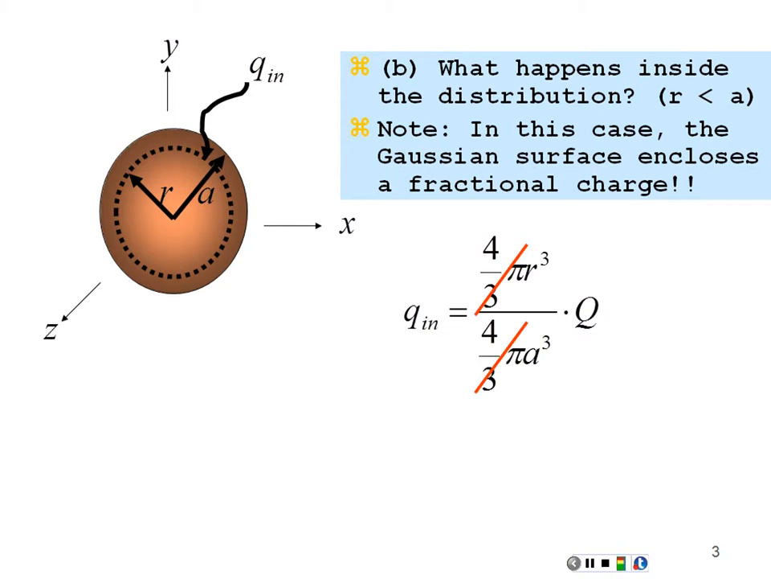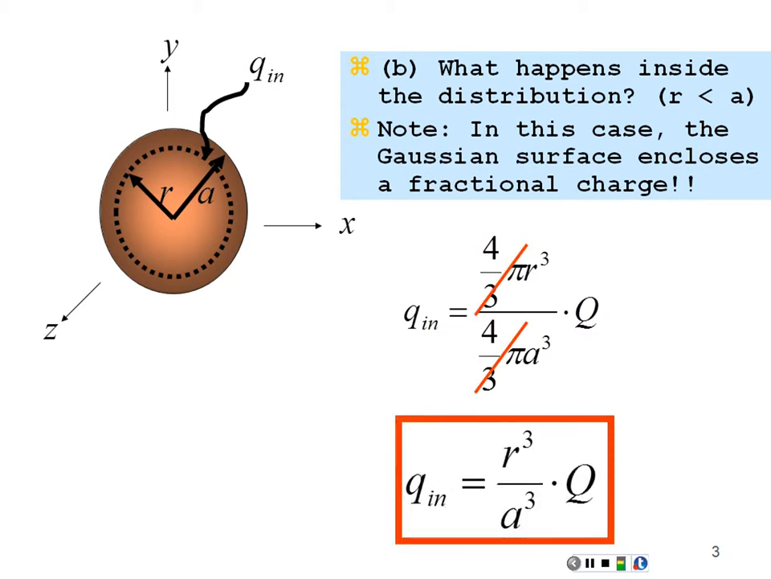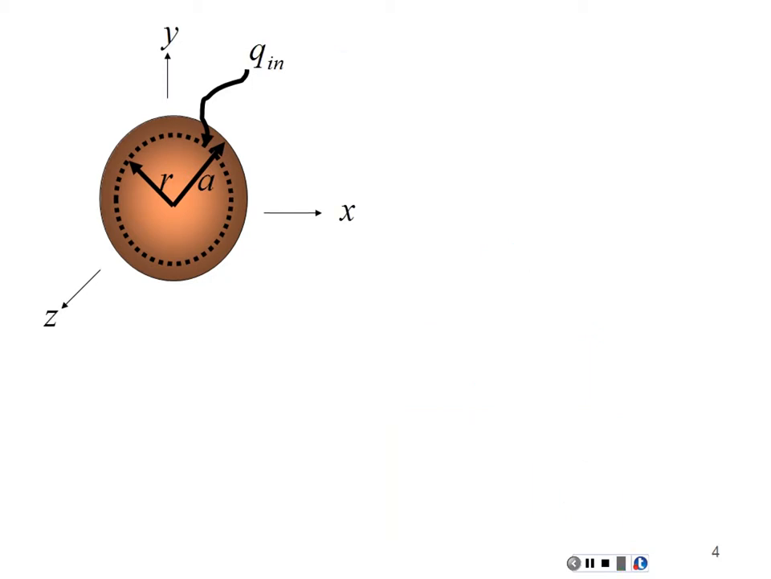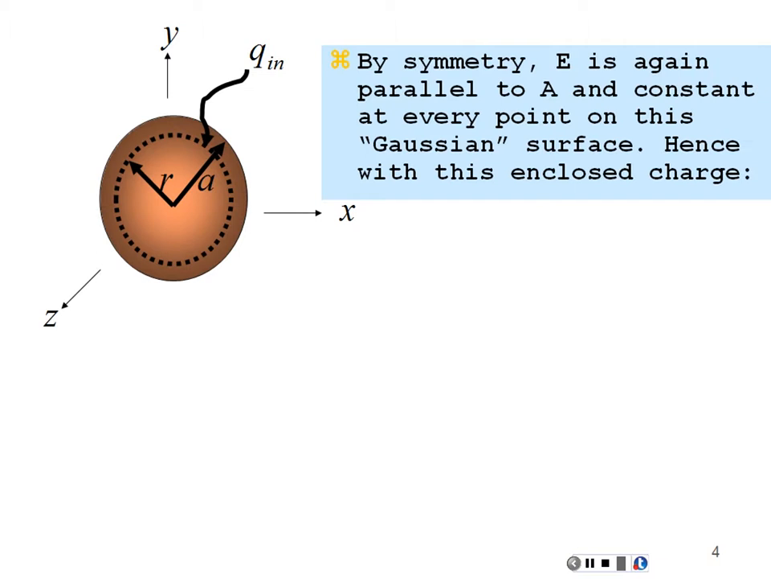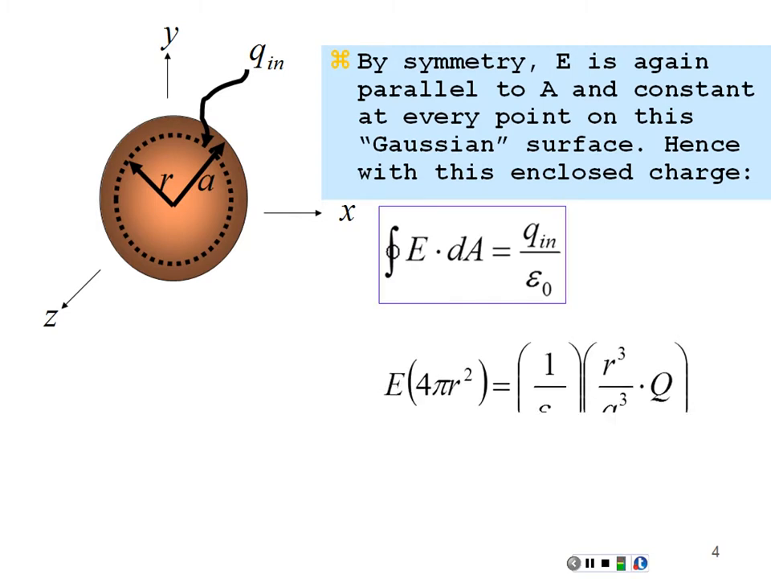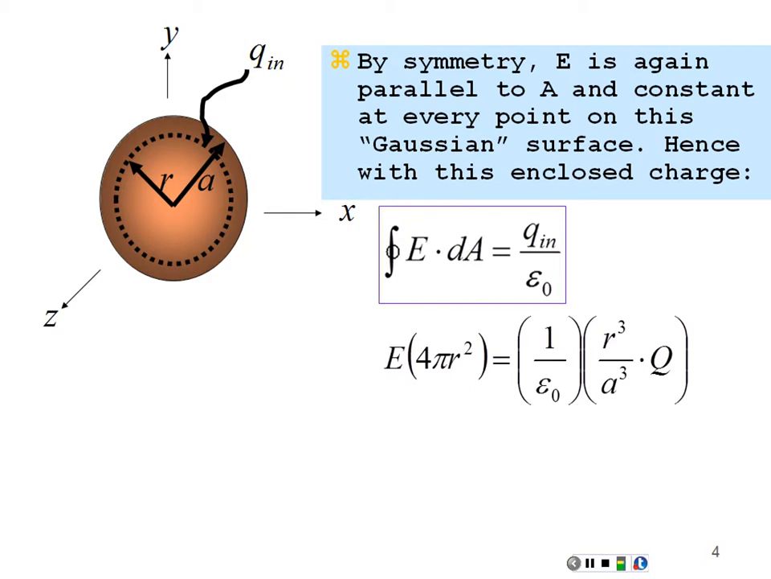The 4/3 pi cancels out, and we have Q enclosed is equal to r cubed over a cubed times big Q. By symmetry, the E field will be parallel to the area vector everywhere on our Gaussian surface, and it will be constant everywhere on that surface like we had before. And the area of our Gaussian surface will again be 4 pi r squared. So everything on the left-hand side that we had before will apply again as far as our progression in solving that integral.